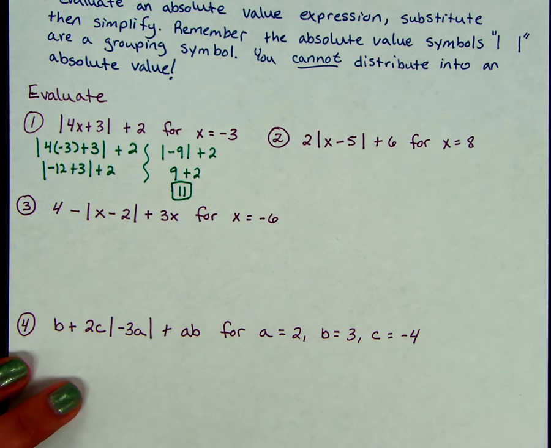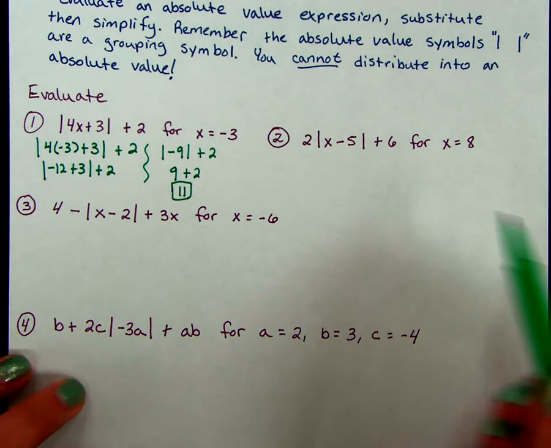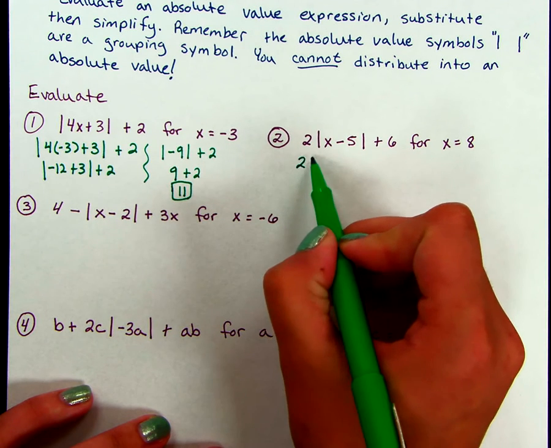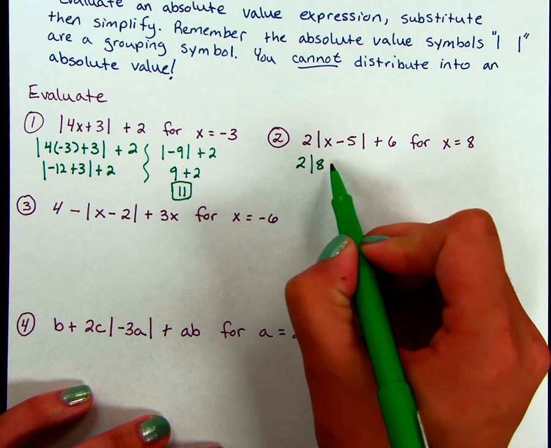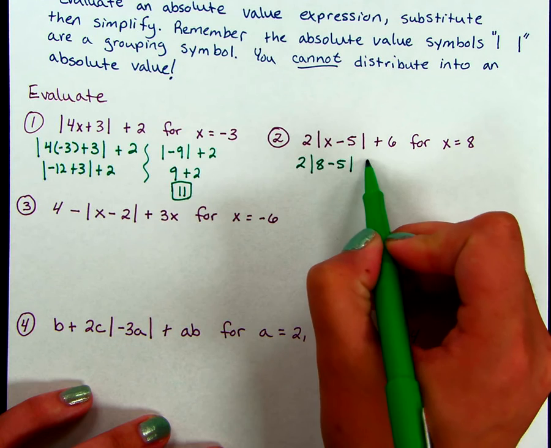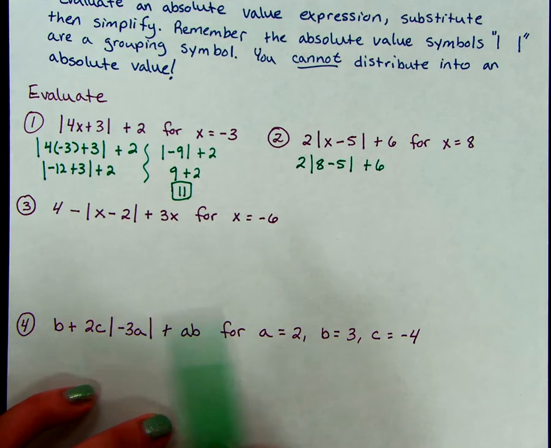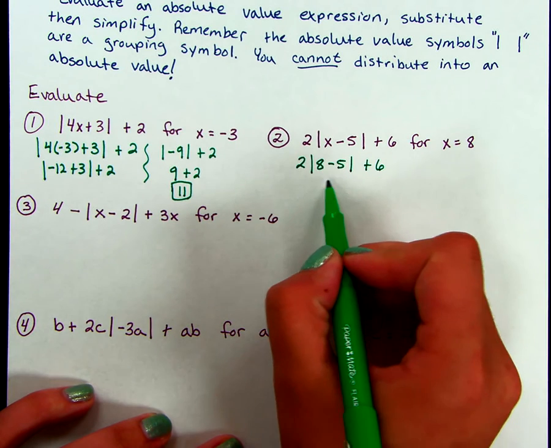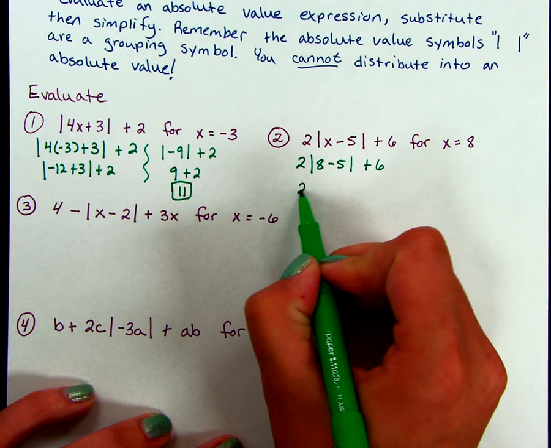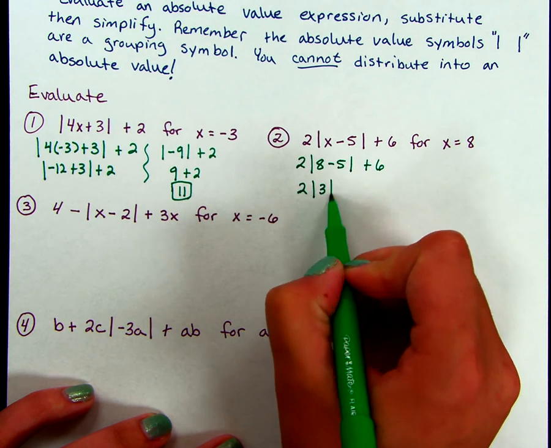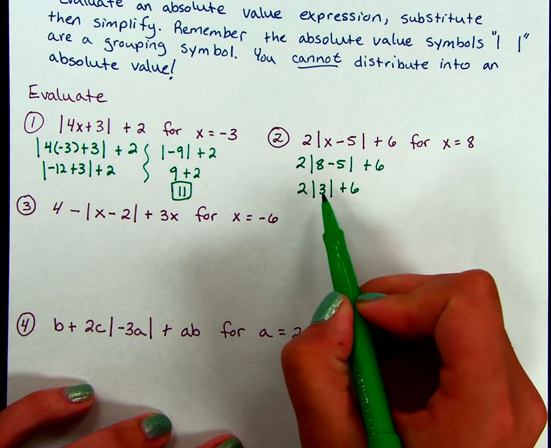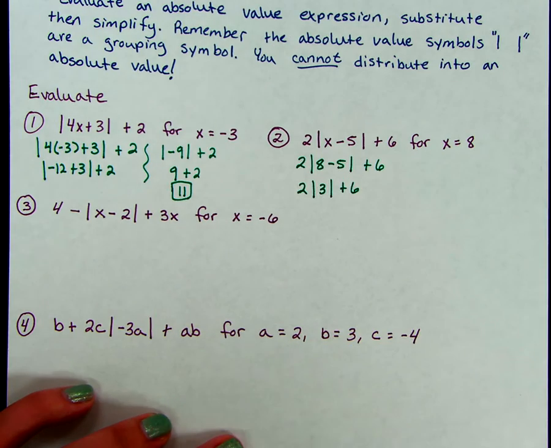Same thing for the next one. We're going to substitute, then simplify. So this time we are replacing all the x's with 8. So 2 times the absolute value of 8 minus 5 plus 6. So again, starting inside our absolute value, 8 minus 5 is 3. So we have 2 times the absolute value of 3, and then plus 6. So now again, we're going to take the absolute value of 3. So how many units is 3 away from 0? The answer to that is 3.